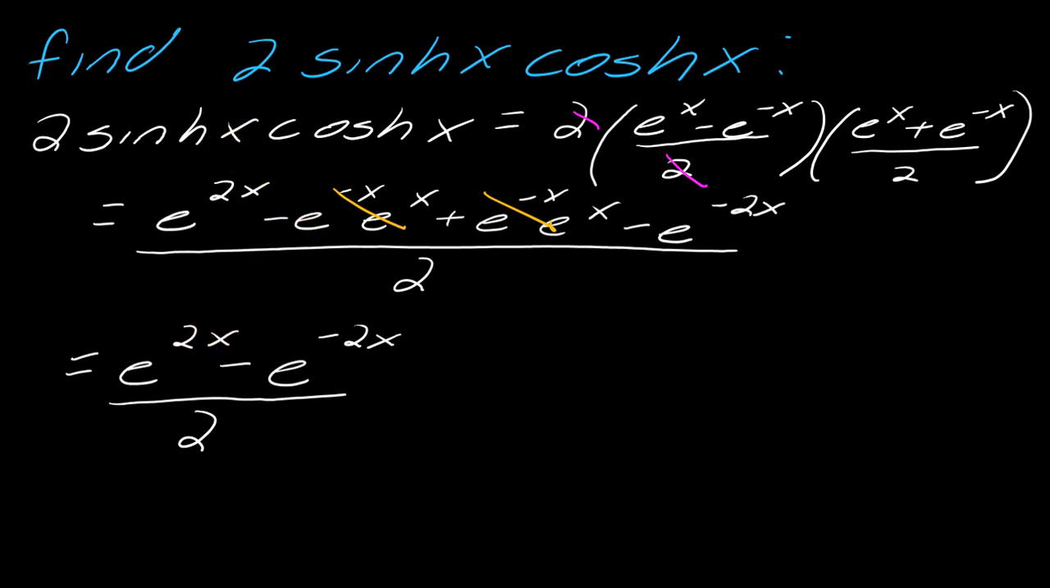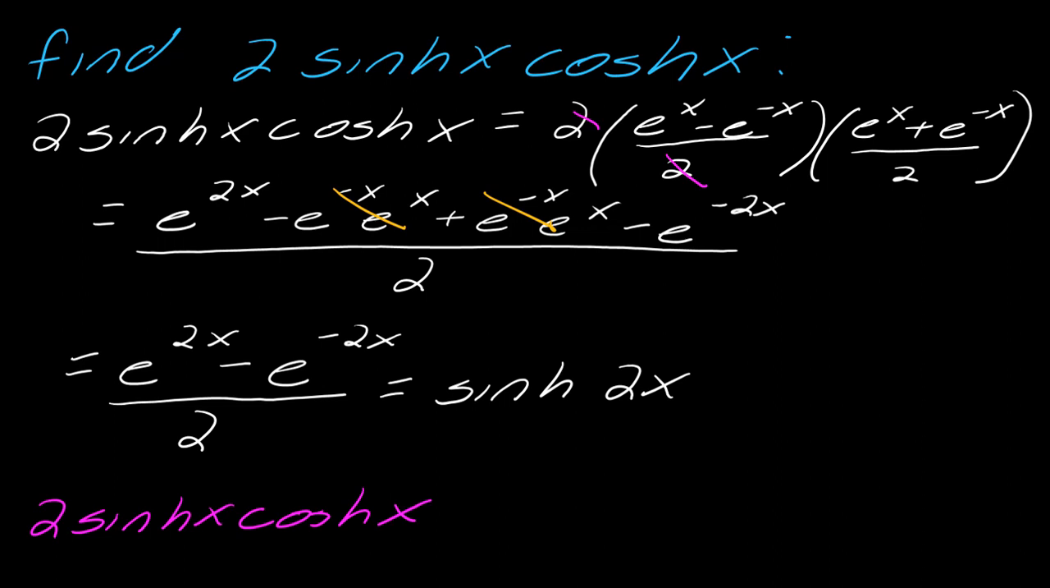So what this means is that this equals sinh of 2x. That's actually what this identity would be. Just to round that out, this means that 2 sinh x cosh x equals sinh 2x. That's what we just proved. So kind of a different set of identities here.